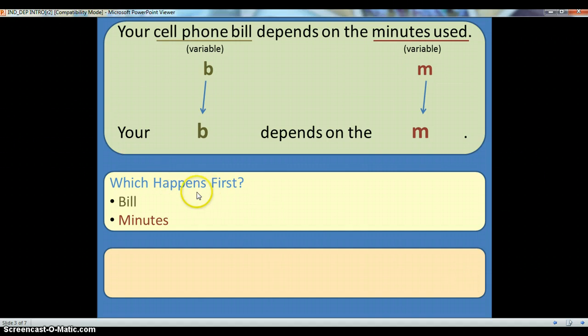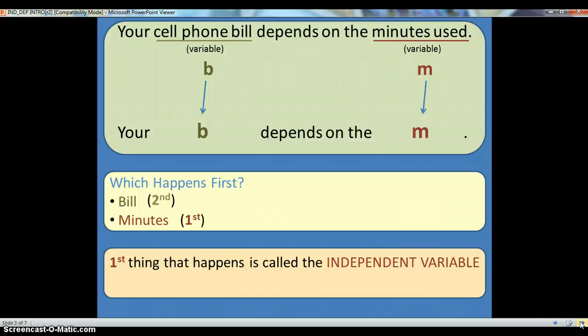So we talked about this a little bit in class last week. Which happens first? Do you have a bill first, or do you use your minutes first? Well, in this case, and for those of you who don't know, we use our minutes first. We have to have minutes so that we can calculate a bill. The bill happens second. Since the minutes happen first, the first thing is called the independent variable. So the minutes are independent. The second thing, the thing that happens second, is called the dependent variable. So the bill is dependent.